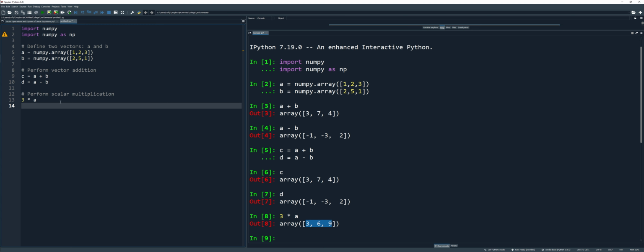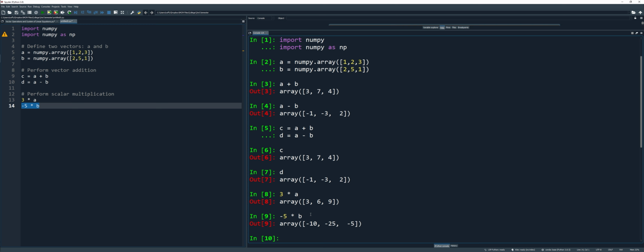Again, let's use vector b, and let's multiply -5 to vector b. So this is the syntax, and we now have the result. It's -10, -25, and -5.